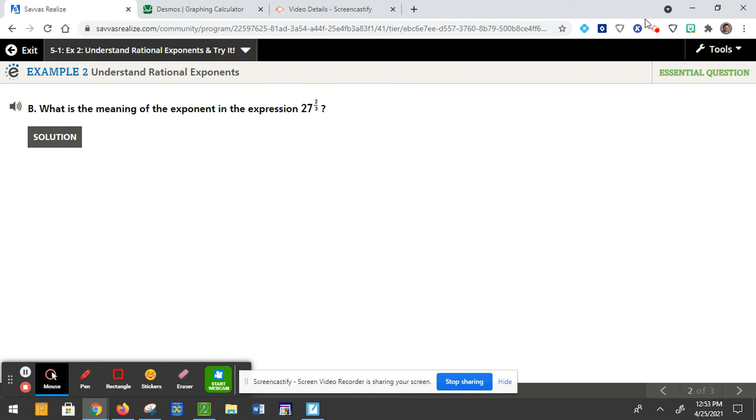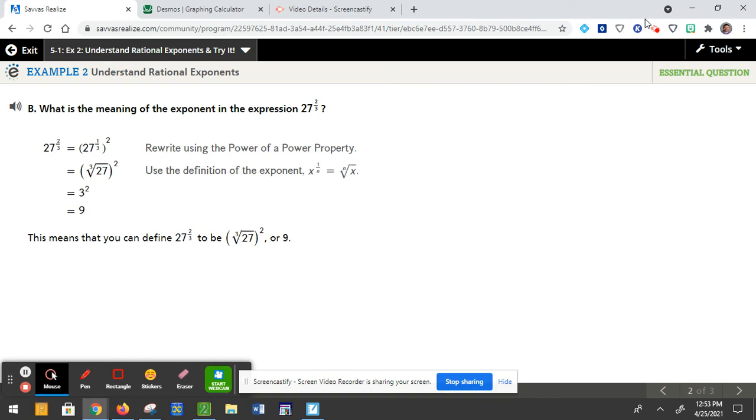So what about if the exponent is not 1/3, but it's 2/3? Well, we're also going to rewrite this using the power of a power property. So 27 raised to the power of 2/3 is 27 to the power of 1/3, squared. 27 to the power of 1/3, we learned in the previous example, is the same thing as the cube root of 27, squared. And now the cube root of 27 is 3, and when you square that, you get 9. So this is equal to 9.